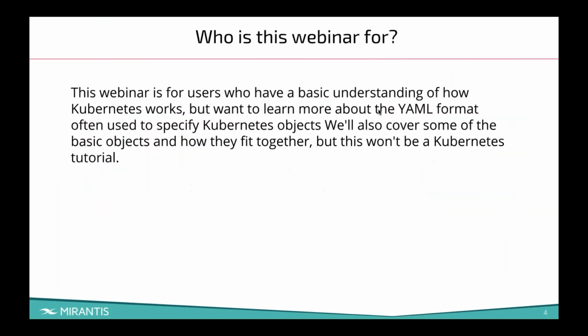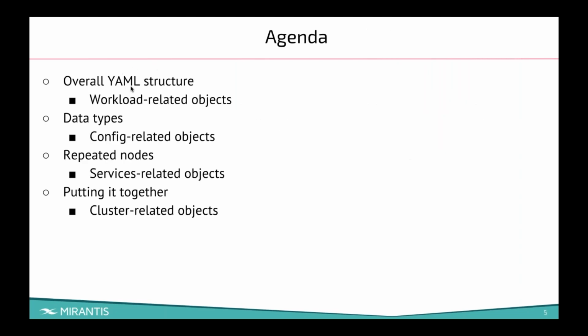Now, we're going to go through and talk about YAML. As I said, I'm assuming that you have a general idea of how Kubernetes works, and that seems to be the case. Basically, we are going to be talking about YAML itself using Kubernetes as the example. So let's move on and look at how we're going to approach this. We're going to start out by talking about the overall structure of YAML documents and how they work using the workload related objects, things like pods and deployments, things that you're probably very familiar with.